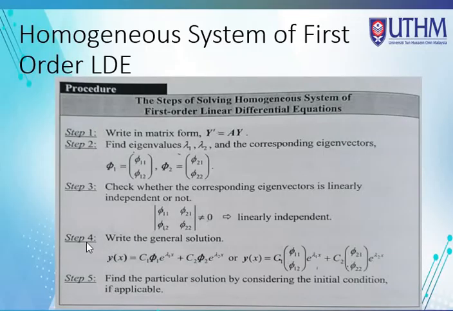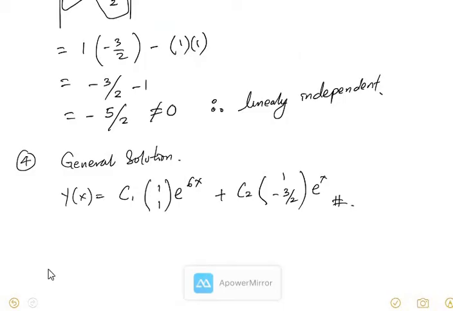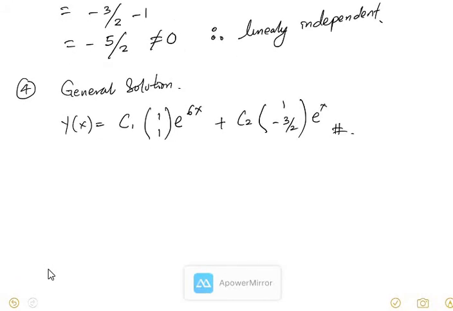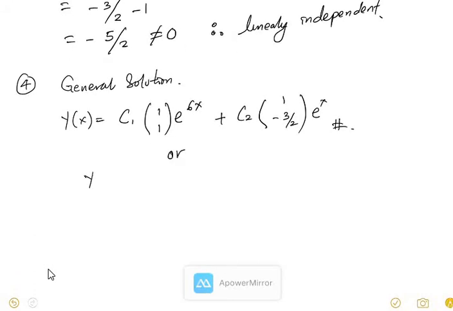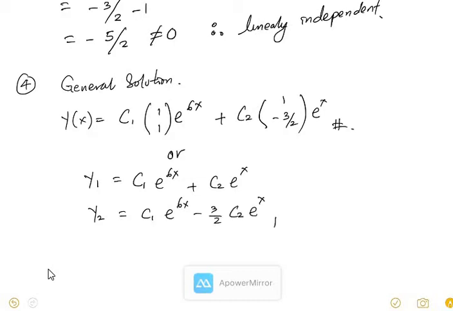So the first step is the general solution. Just now I referred to this general solution formula. So this general solution y(x) can also be written in the form of y1 equal to c1 exponent 6x plus c2 exponent x, and y2 equal to c1 exponent 6x minus 3 over 2 c2 exponent x. Okay, that's all for this question.